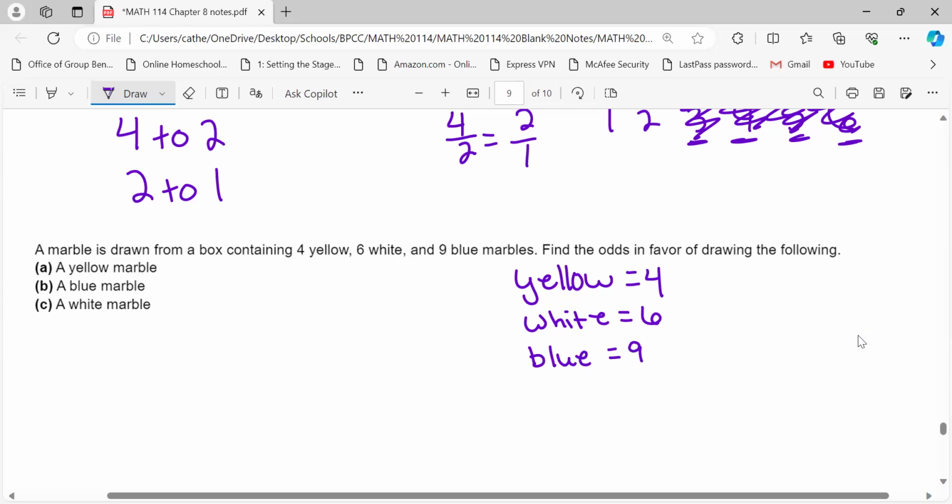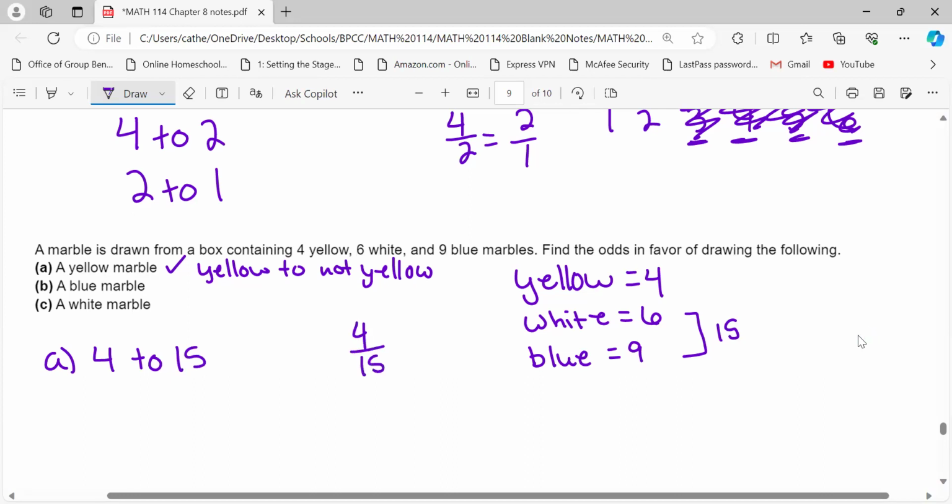All right, find the odds in favor of drawing the following. The odds in favor of drawing a yellow. So we have a ratio of yellow to not yellow. There's 4 yellow and 6 plus 9, that's 15 that are not yellow. If you were to do 4 over 15 as a fraction, there's nothing that you can reduce there, so you're just going to have to leave it. All right, so B.